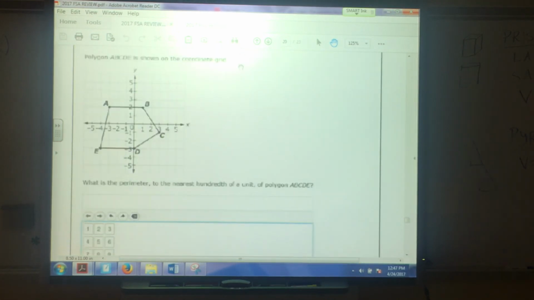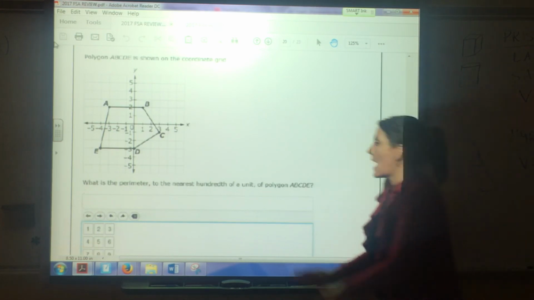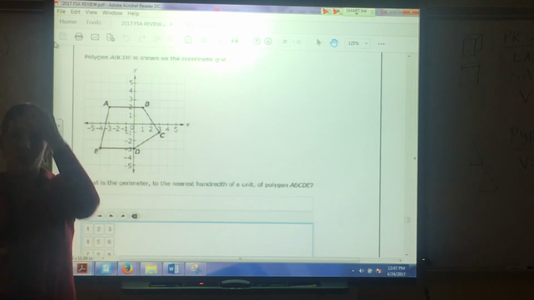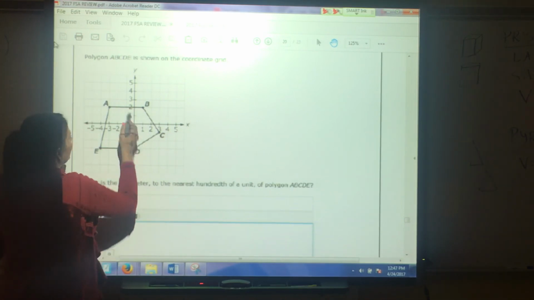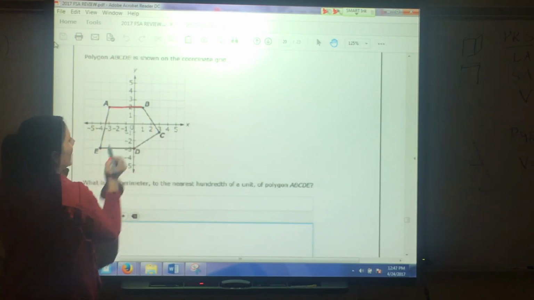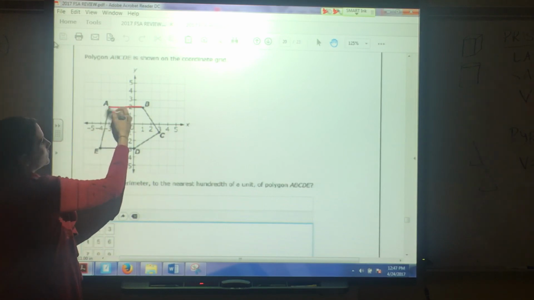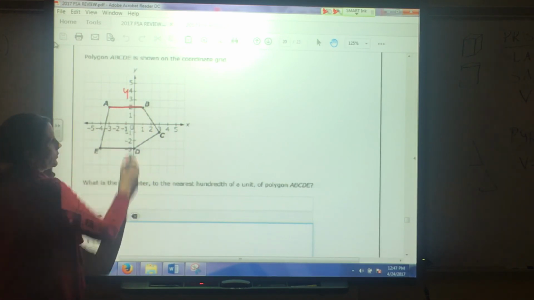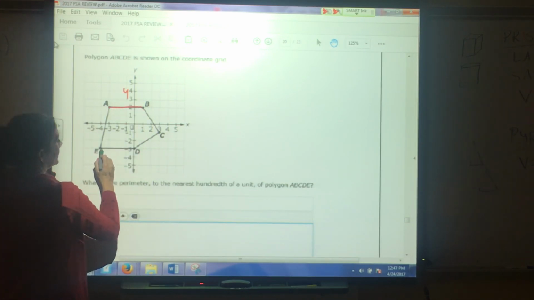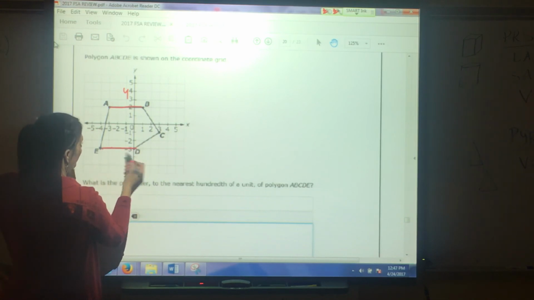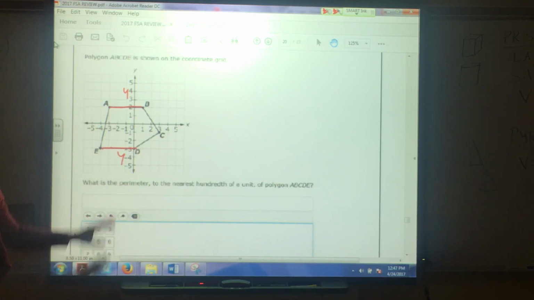All right, guys. Number 29. You are definitely going to see this. This is asking us for the perimeter, all right? Here's the deal. From here to here, we can count. It's 1, 2, 3, 4 units. From here to here, you can count. 1, 2, 3, 4 units again, right?